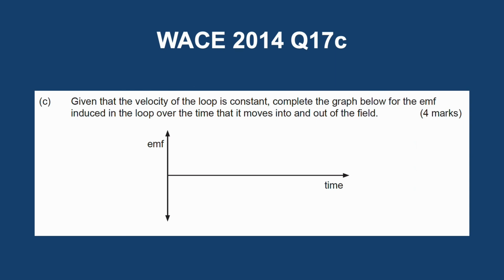So as we finish the question, we can see that there is a negative EMF generated as the coil enters the field. There is no EMF generated as the coil moves through the field. And then there is a positive EMF generated as the coil leaves the field.